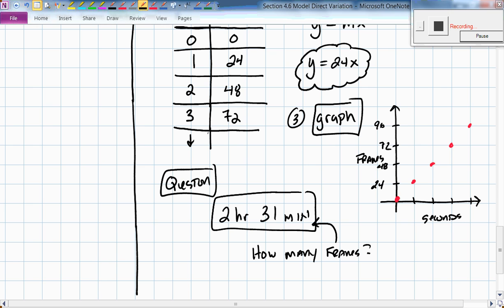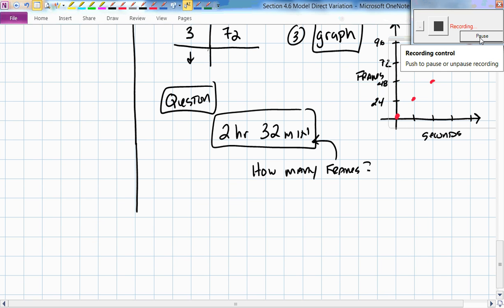How many frames have I seen if my favorite movie is about 2 hours and 31 minutes long? Okay? Right now I want you to work with your partner and figure out what it is you think you'd have to calculate to see how much time. So let's discuss it really quick. Okay? We're running out of time, so I want to bring us back.